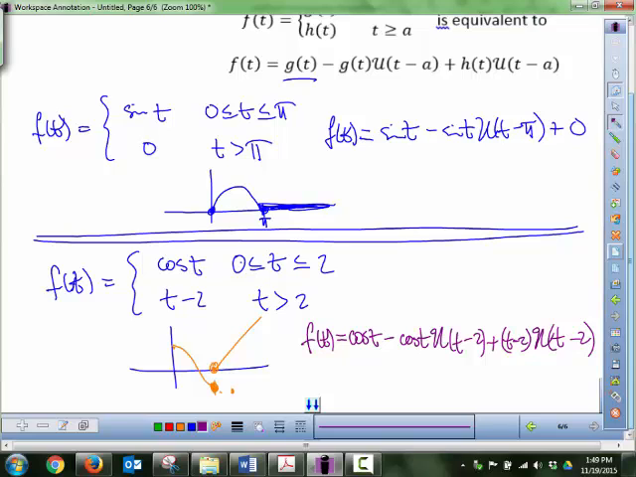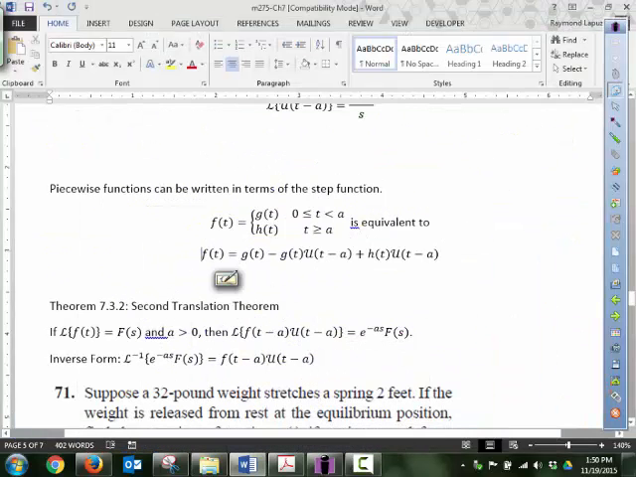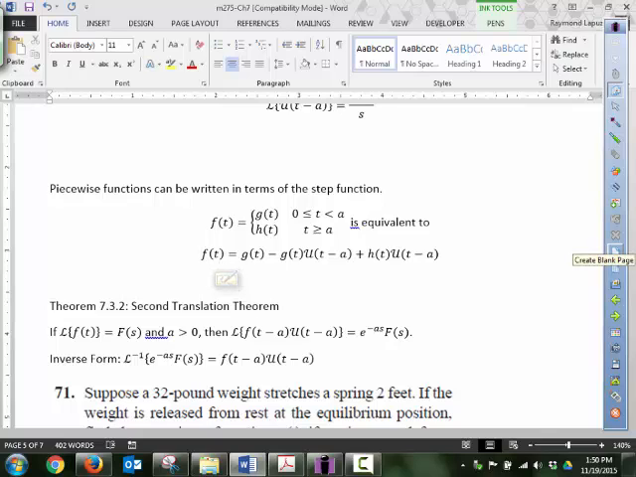All right. Now that we have these types of functions to deal with, we want to Laplace transform them into the s world. How can we do that? We need a formula for that. Instead of doing the integral to prove this, I'm just going to tell you what it is. And here's what it is.